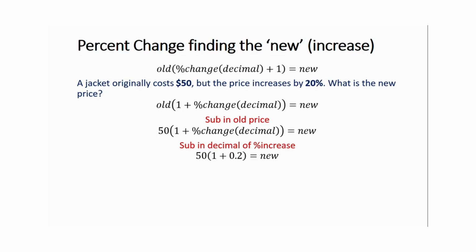And now we just do the math. We add 1 plus 0.2 in the parentheses, and then we multiply the brackets, and we get 60 equals the new. So our new price is $60. That's when a jacket costing $50 is increased by 20%.